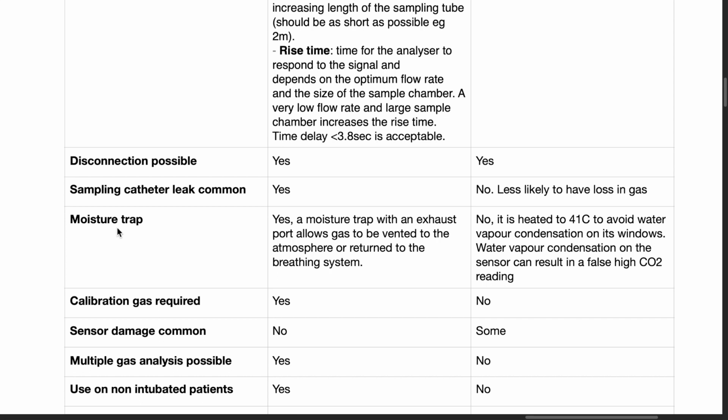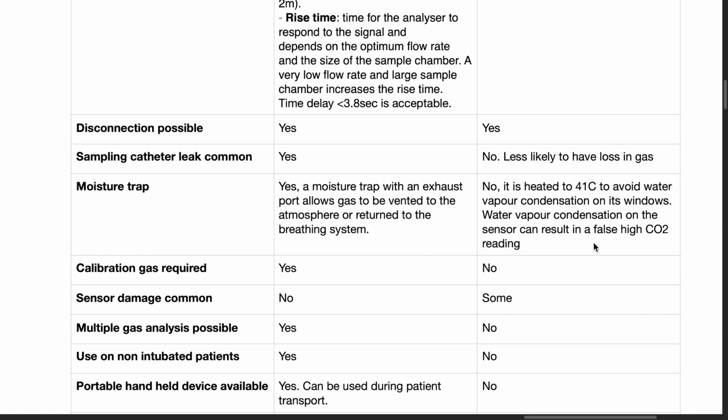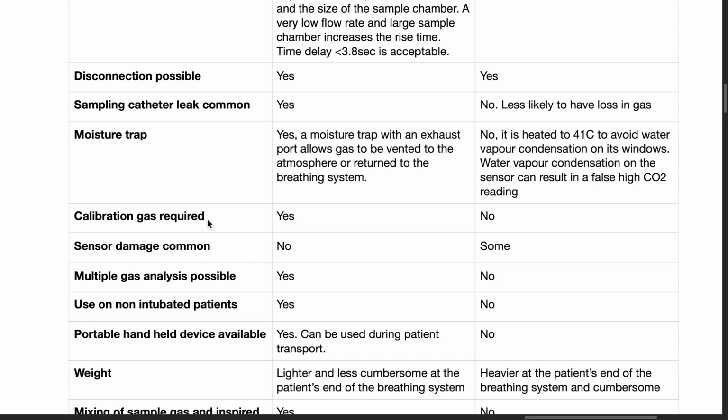There is a moisture trap in the side stream analyzer. A moisture trap with an exhaust port allows gas to be vented to the atmosphere or returned to the breathing system. In the mainstream analyzer, there is no moisture trap but it is heated to 41 degrees Celsius to avoid water vapor condensation on its windows. Water vapor condensation on the sensor can result in false high carbon dioxide readings. Calibration of gas is required in the side stream but not the mainstream analyzer.